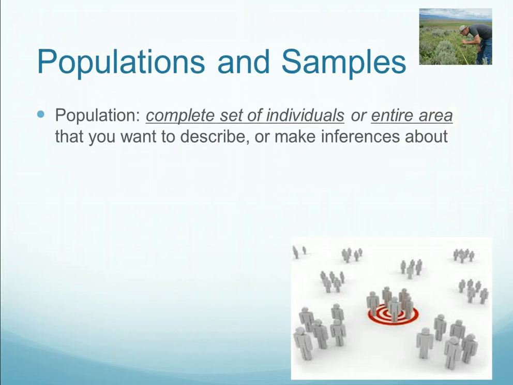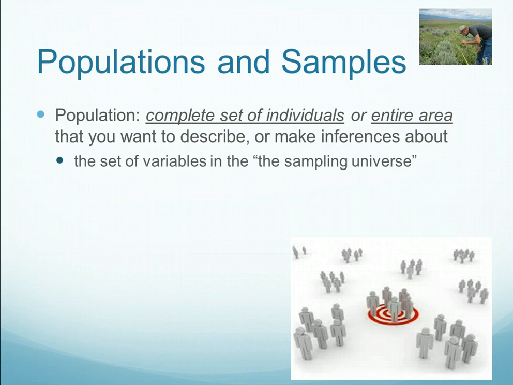Populations are the complete set of individuals or the entire area that we want to describe or make inferences about. In this sense, we're talking about a statistical population, which is different from a biological population. In the statistical sense, we're looking at the set of variables that are inclusive of the sampling universe, and so it consists of all possible sampling units.